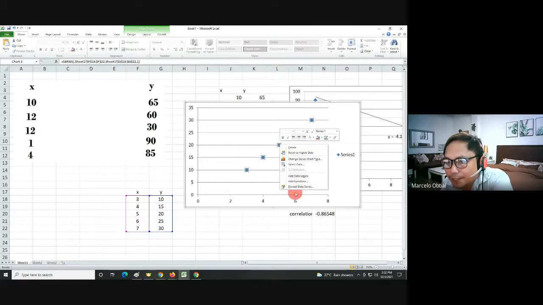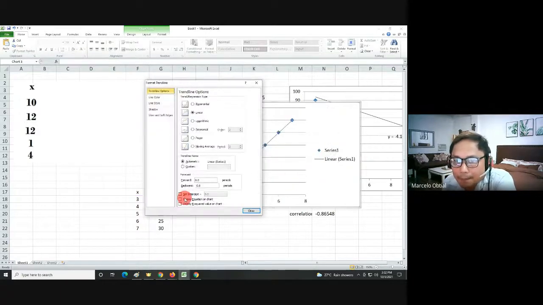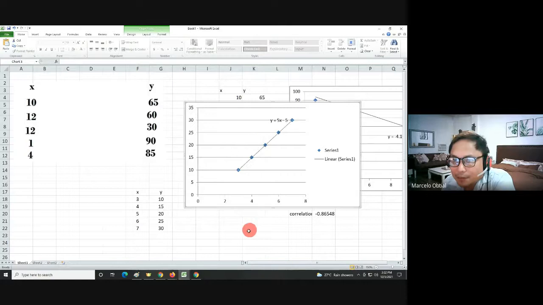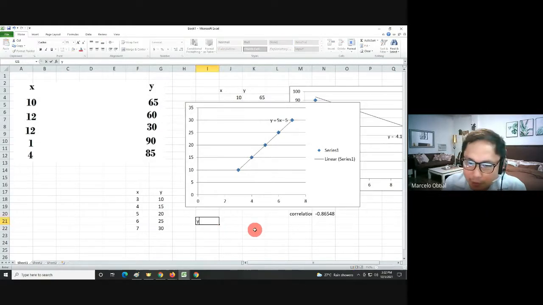Now, another thing I want to show you is the linear regression equation. Click any of the points, add a trend line, so the linear regression equation will appear here. The linear regression equation is y equals negative 5, then negative 5x. Okay? That's the equation.